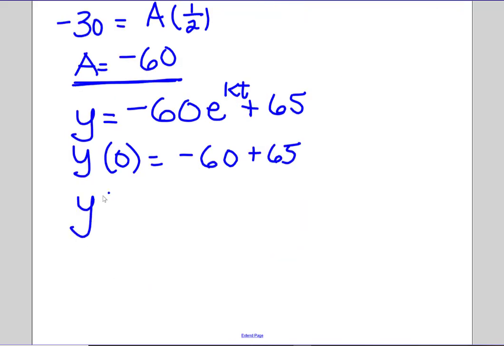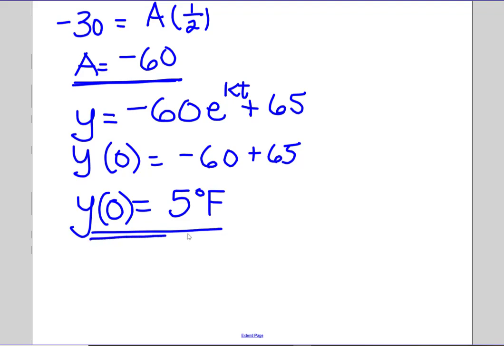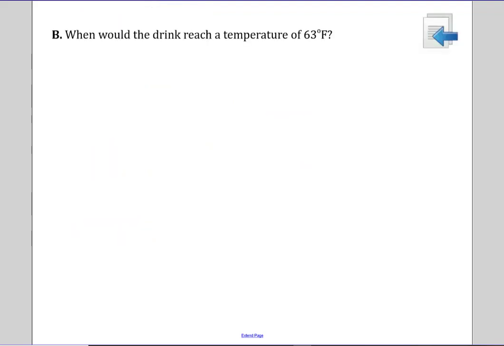So initially, that was a hard bit of algebra. Initially, our favorite frozen coffee drink was 5 degrees Fahrenheit, so that's solid frozen. It's like a brick. This sounds like a math book problem. It doesn't seem very realistic. When would the drink reach a temperature of 63 degrees?